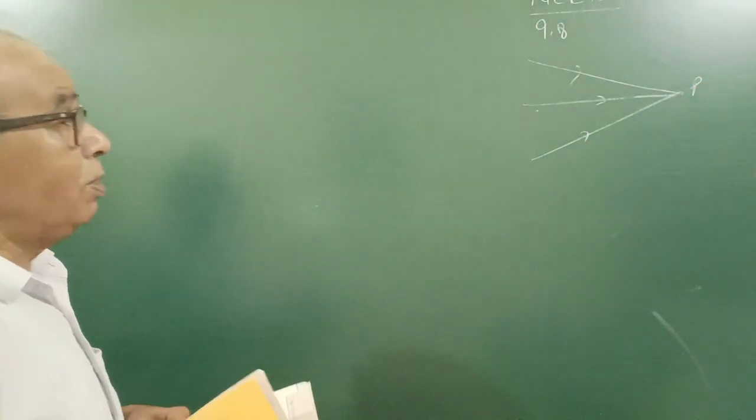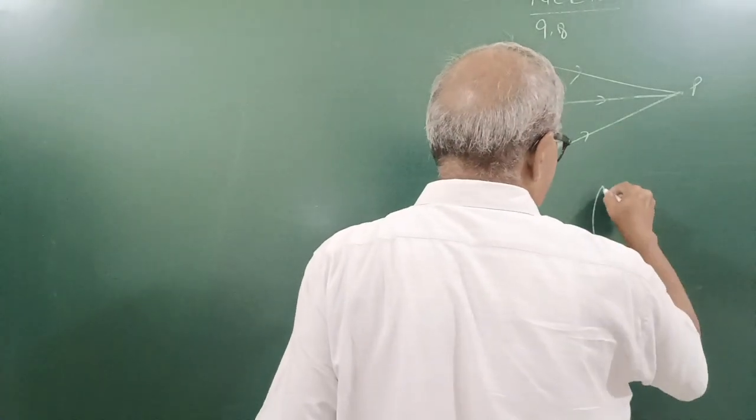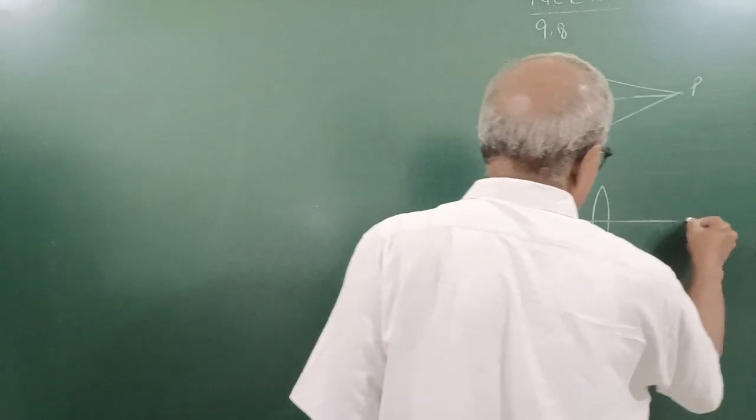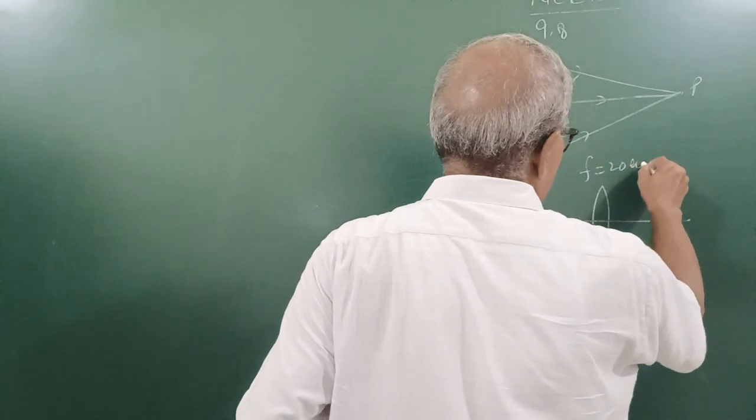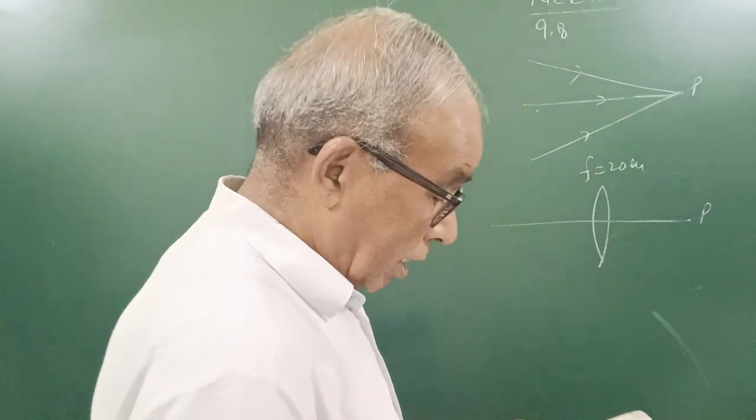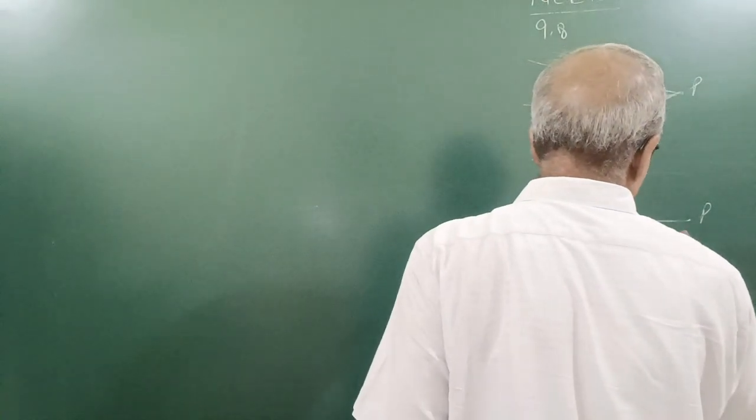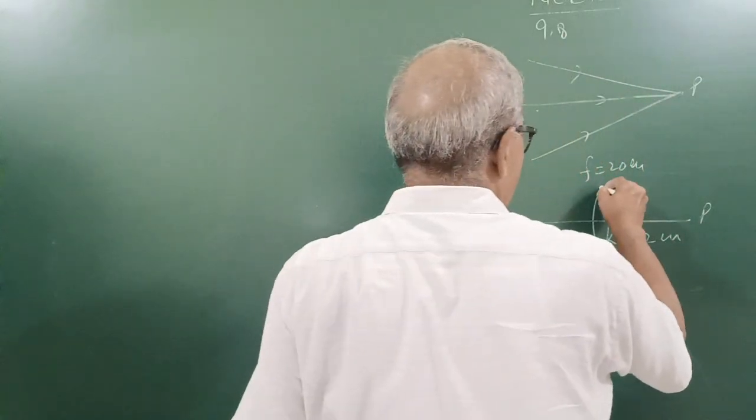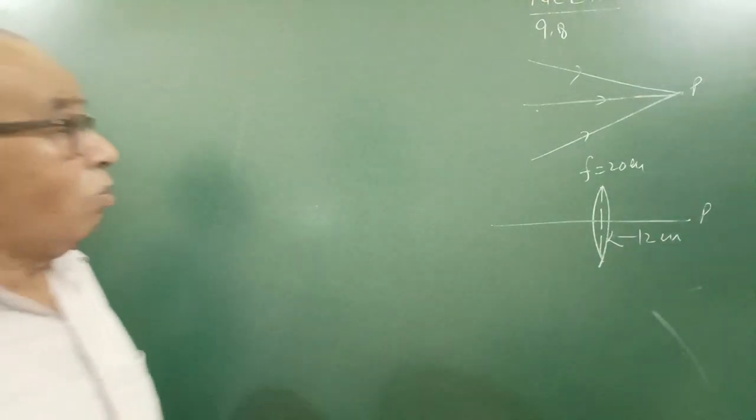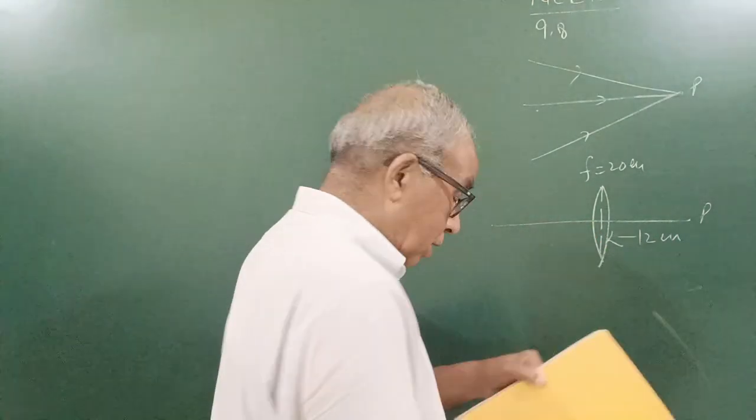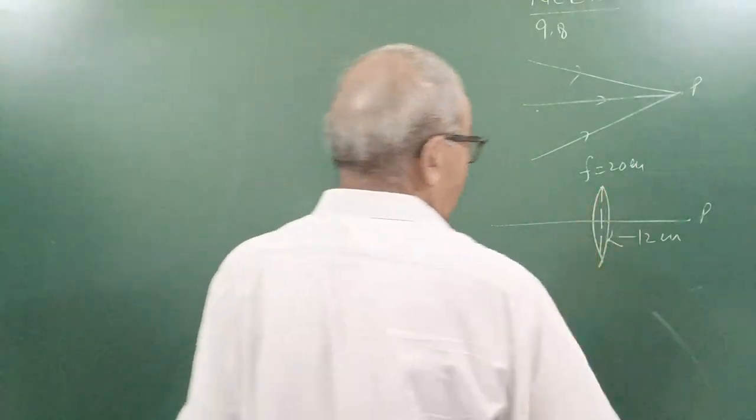Now, if in the path of this beam, a convex lens of focal length 20 centimeters is placed at a distance of 12 centimeters from P, where will the beam converge now? And where will it converge if we place a concave lens of focal length 16 centimeters? So first let us come to this.